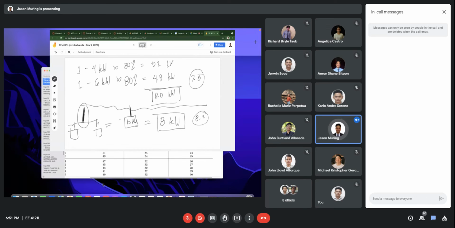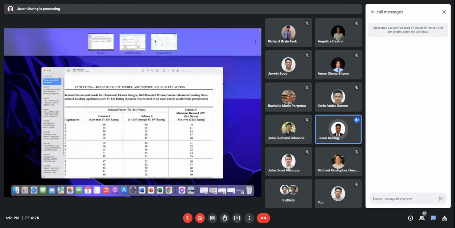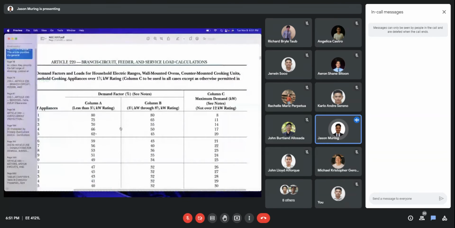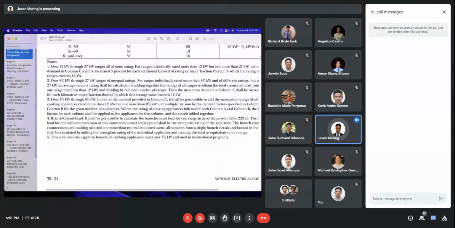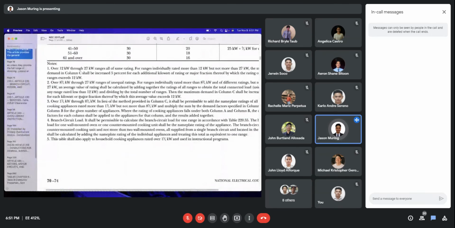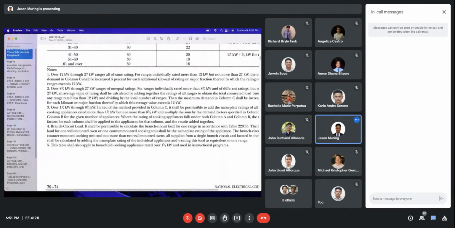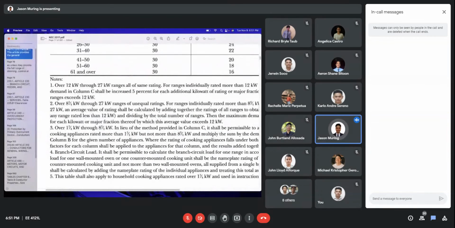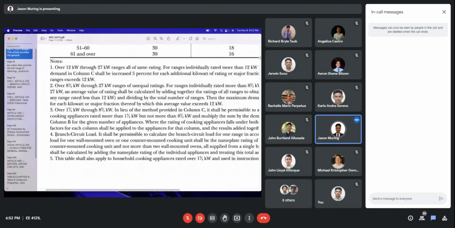So you have to check whether you should apply column B or column C. You have to at least familiarize yourself with these notes, and which of them apply. In most cases, notes 1, 2, and 3 are the ones that apply. Notes 4 and 5 are very rare. So you have to read through these requirements here.